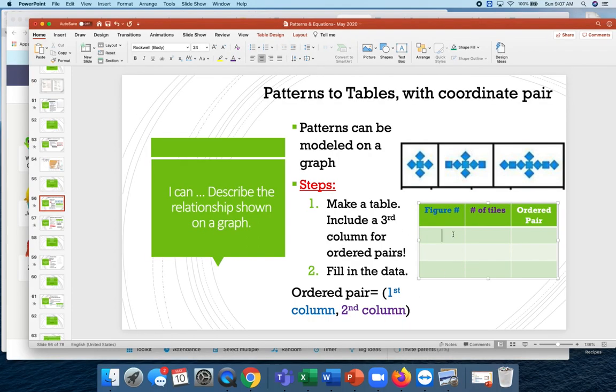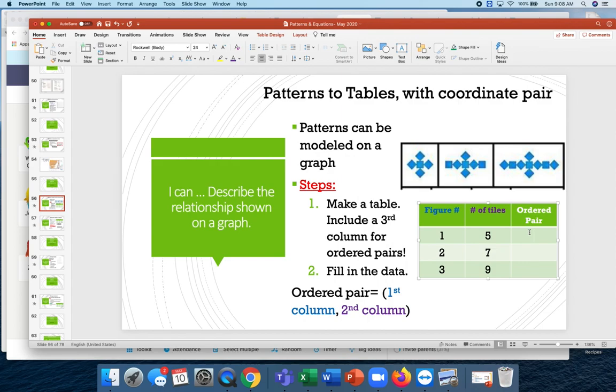Okay, so figure number. Let's just kind of ignore the ordered pair for starters. So figure number, we have 1 figure, 2 figures, 2 figures, and then we have 3 figures. Okay, well, how many tiles are in the first figure? 5. How many tiles are in the second figure? 7. How many tiles are in the last figure? 9. Okay, now this is your only learning little bit today.